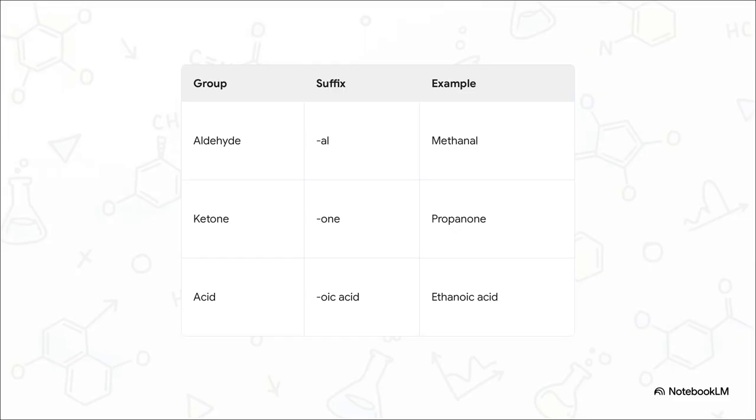When it comes to naming these compounds, the IUPAC rules are actually quite elegant and logical. You simply find the longest carbon chain containing the functional group and swap out the alkane suffix. So the E becomes Al for aldehydes, turning a basic molecule like HCHO into methanal. The E becomes one for ketones, making CH3COCH3 propanone. And for our acidic friends, it becomes oic acid, giving us ethanoic acid for CH3COOH. Once you see the pattern, you're going to be able to name almost any of these compounds on sight.